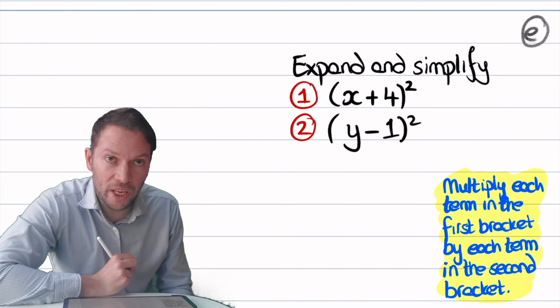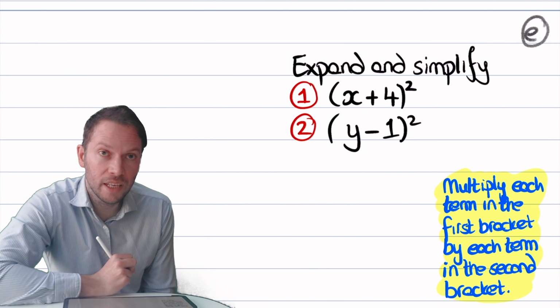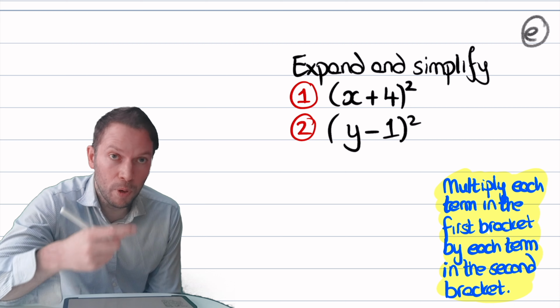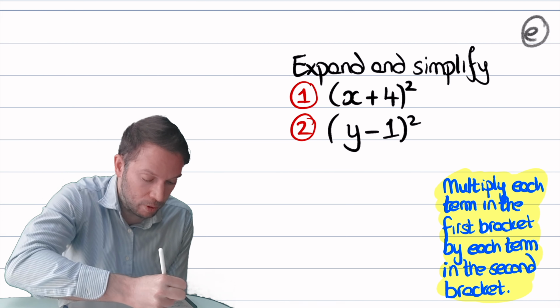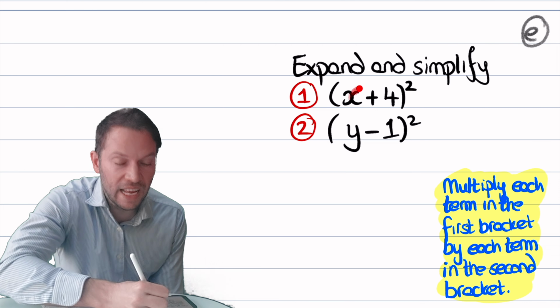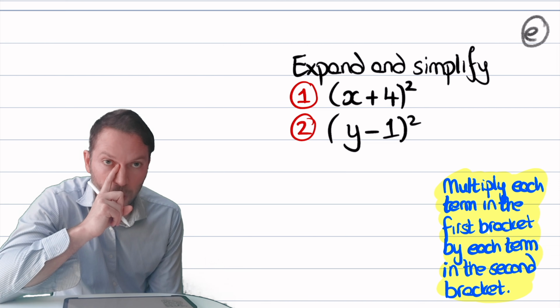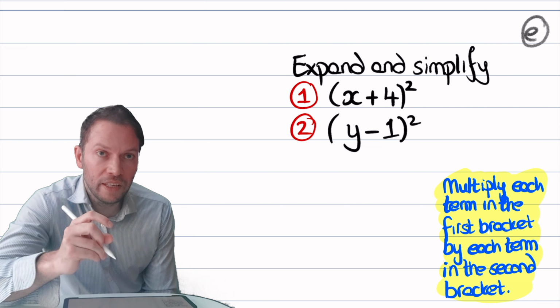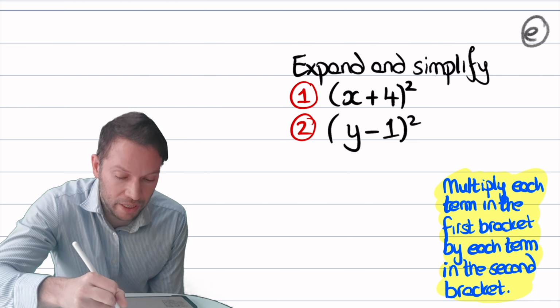Hi, in this video we're going to square a bracket. Now in the previous videos we saw how to multiply two brackets together. We multiply each term in the first bracket by each term in the second bracket. But we don't seem to have two brackets here. But remember, whenever you do anything squared, it just means you multiply it by itself.